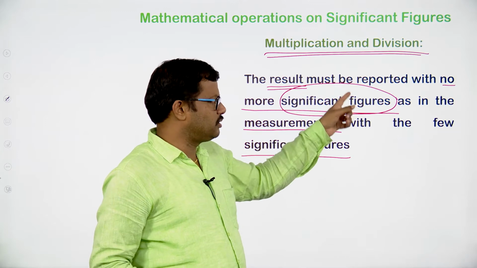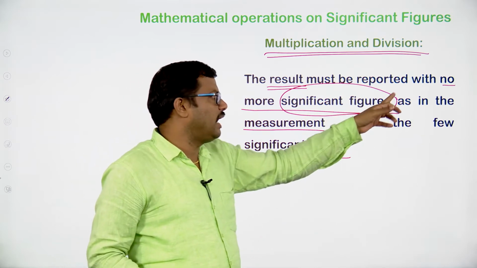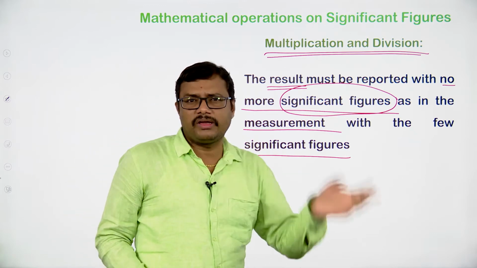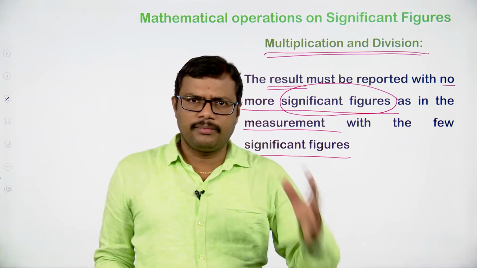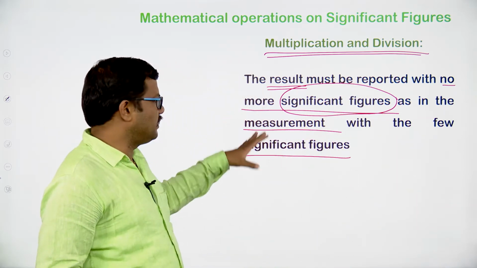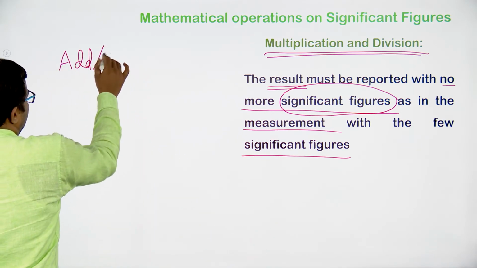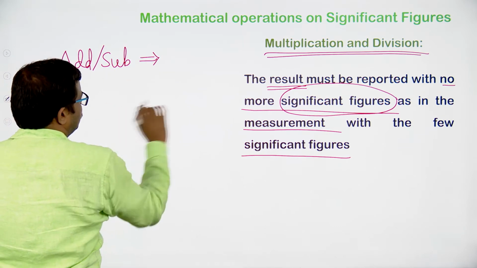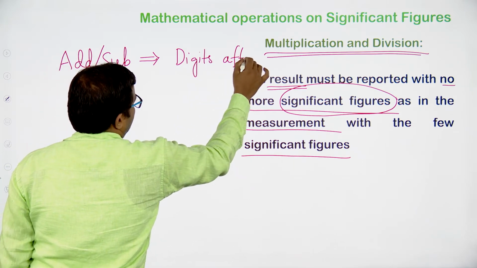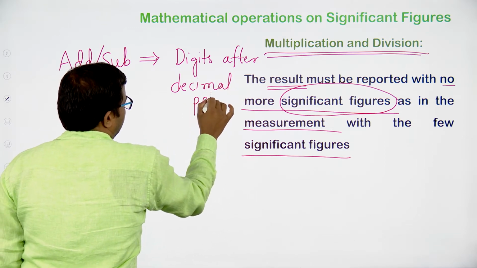The result must be reported with no more significant figures than the measurement with the fewest significant figures. So whichever number has the least number of significant figures, the same number of significant figures should be present in the result also. So here we are looking at the significant figures. But in the case of addition and subtraction, what do we have to see? In that case, we have to see the digits after the decimal point.